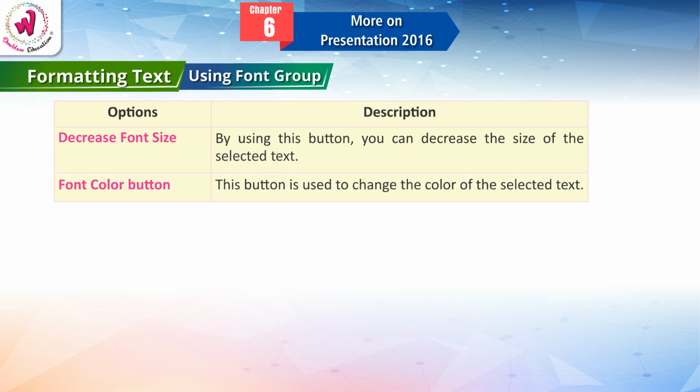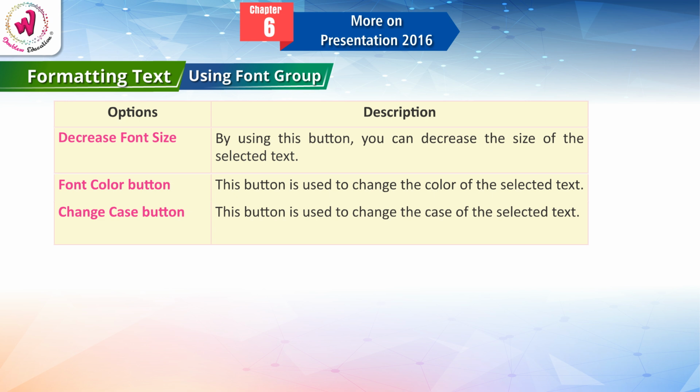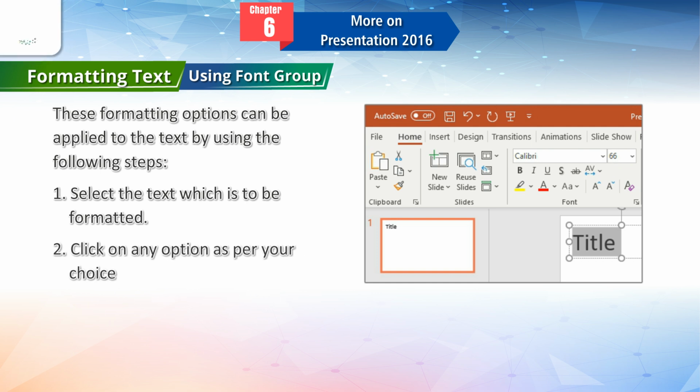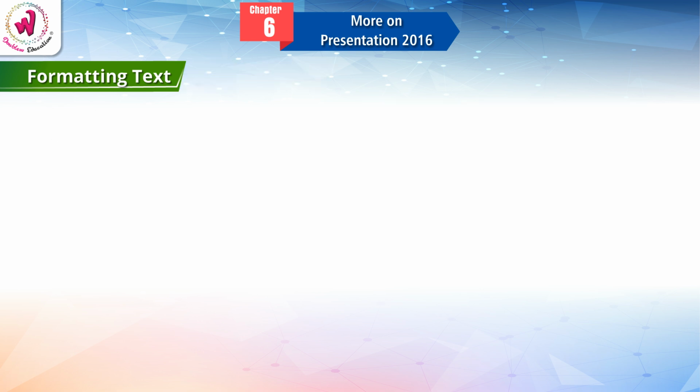Font color button. This button is used to change the color of the selected text. Change case button. This button is used to change the case of the selected text. These formatting options can be applied to the text by using the following steps. 1. Select the text which is to be formatted. 2. Click on any option as per your choice.